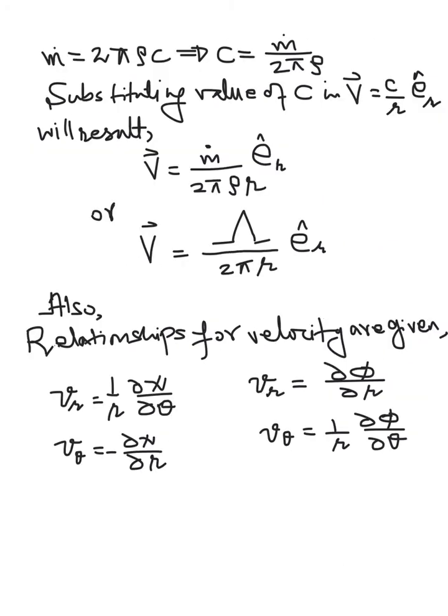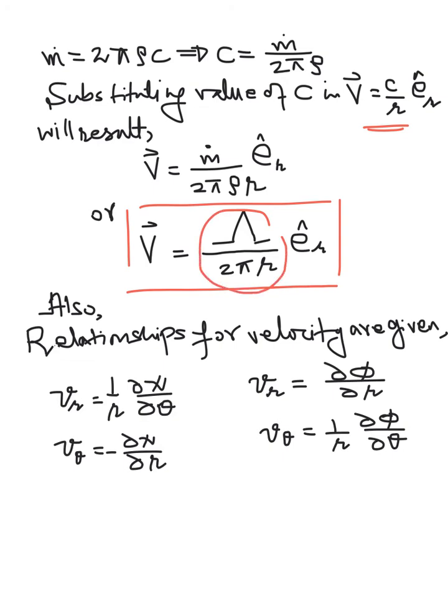Now after performing that integration, I have obtained the value of the constant c and substituted it in this equation, and subsequently I have obtained this equation for the velocity vector for my source. Make sure that this component is my VR. For a source only VR will exist, however v theta is 0.